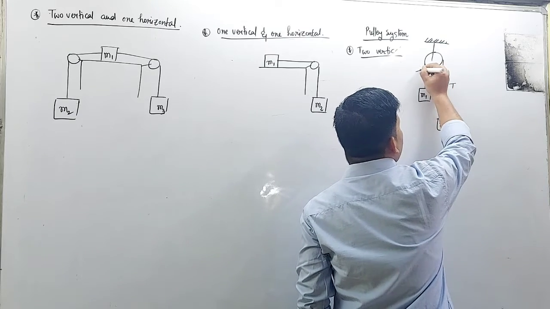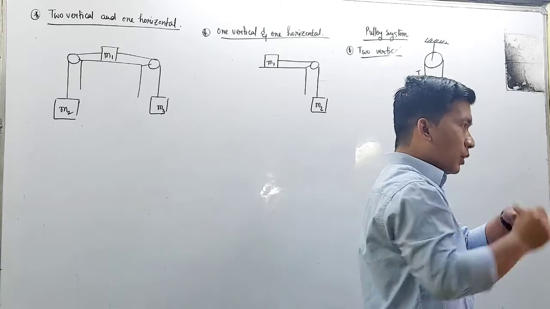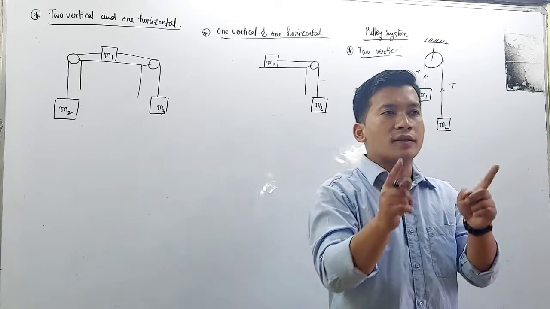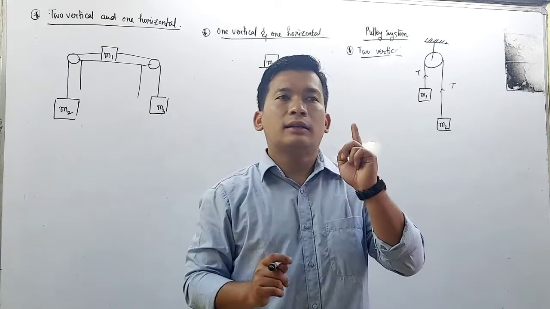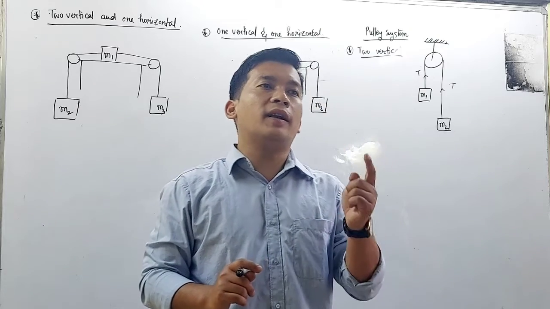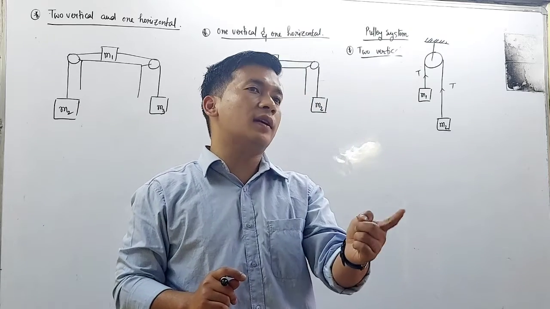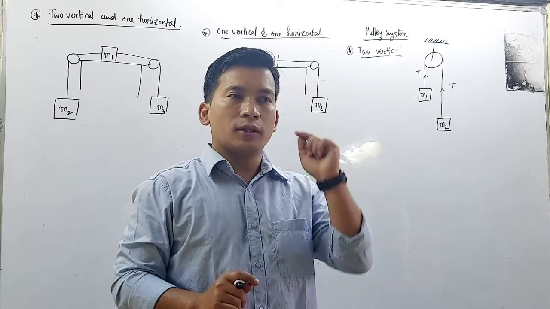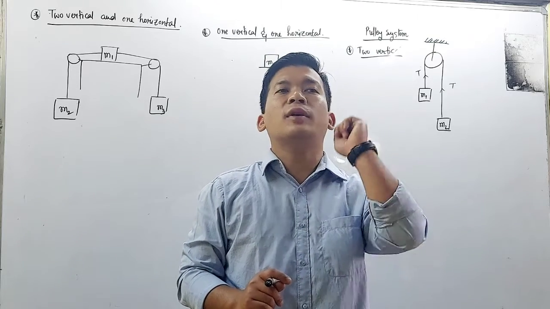Why do we have only one tension? Because we cannot have two different tensions in a single string. In one string we must have only one tension.